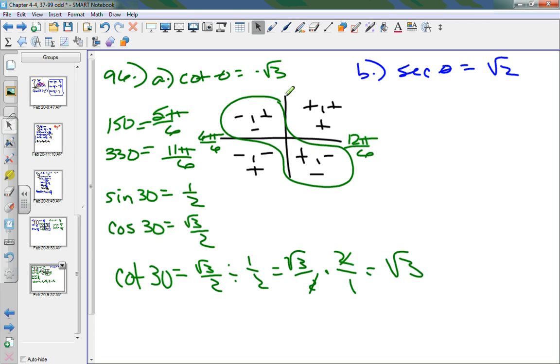Secant is going to be the square root of 2. Well, if I know secant, what else do I know? Cosine. So, confusing. What angle is going to have a cosine of 1 over the square root of 2? Why did I say that? Well, because they're the reciprocals of each other, right? Can I rationalize that? So what's that going to be rationalized?